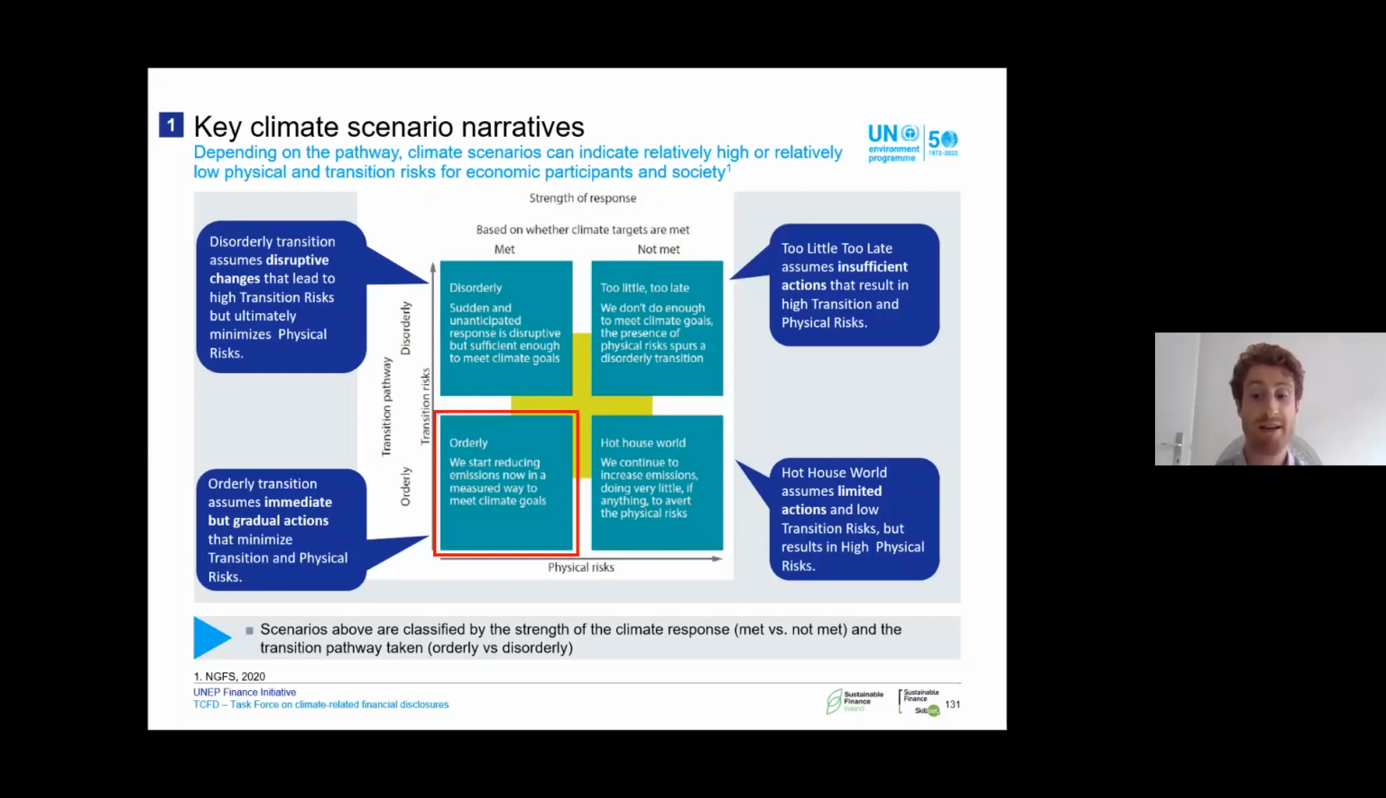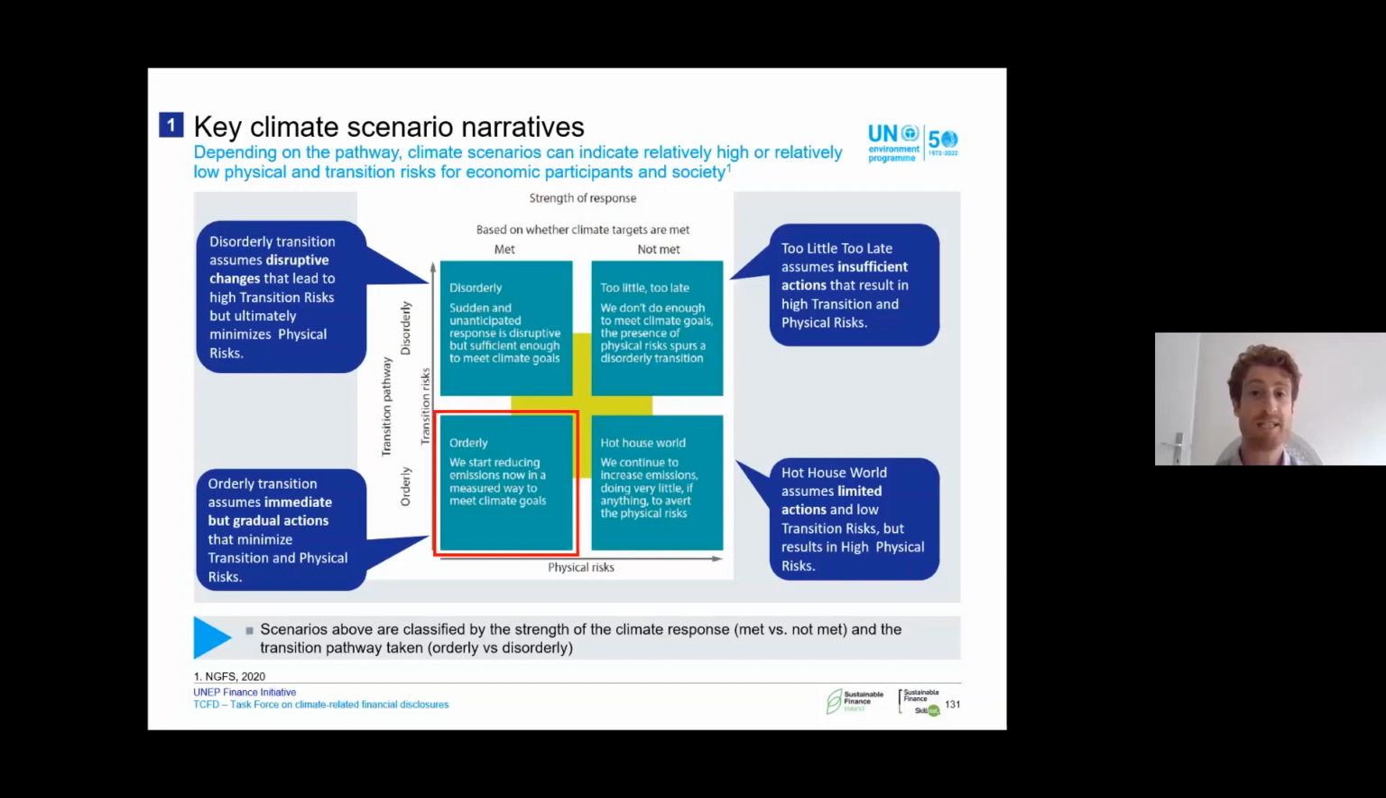Also, there's a need to think about this question of challenges in terms of what if we start too late and then take climate action? We could get some of the disruption and some of the physical damages. And then finally, at the end, on the hothouse world, this assumes that limited actions are taken. So we maybe don't face as abrupt and aggressive a transition, but we don't do much to avert physical risks. So we see rising risks throughout the scenario.